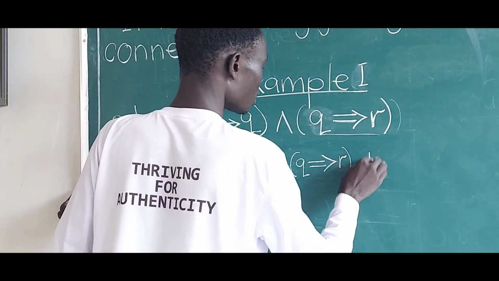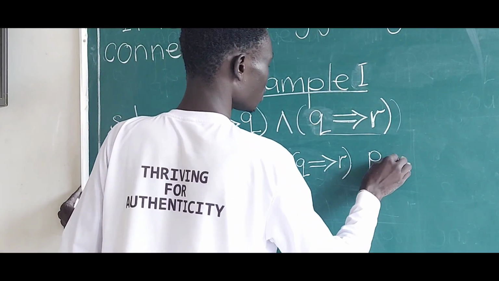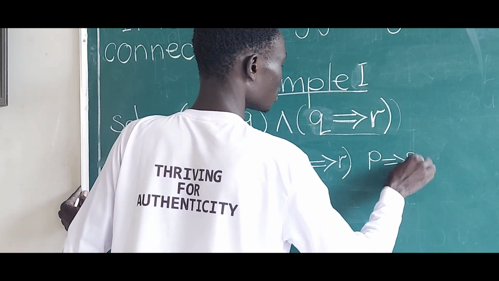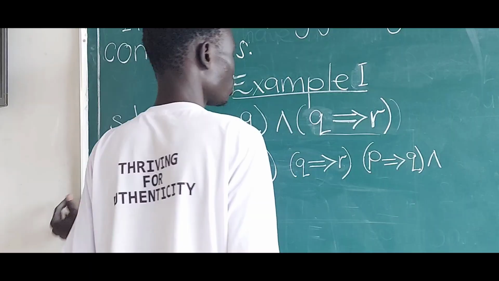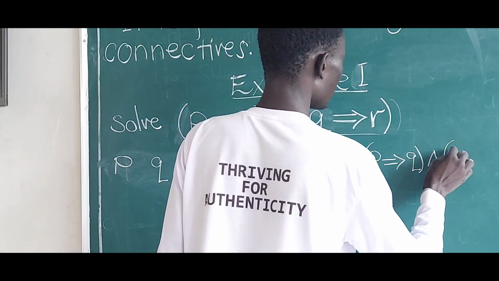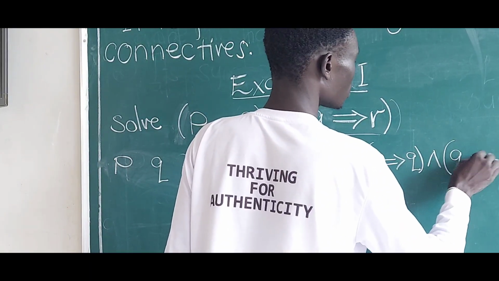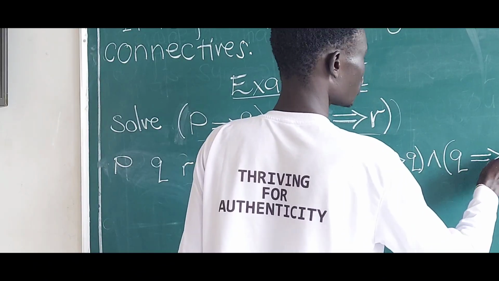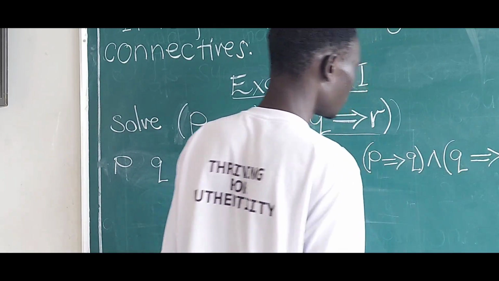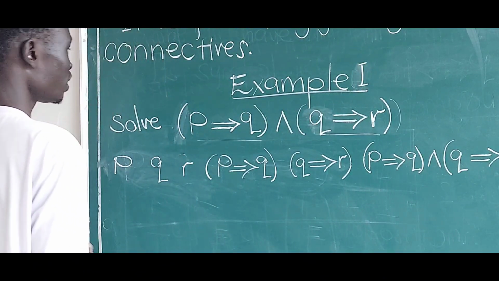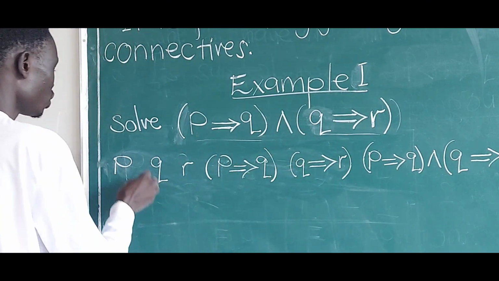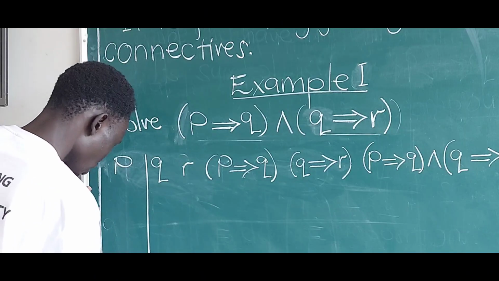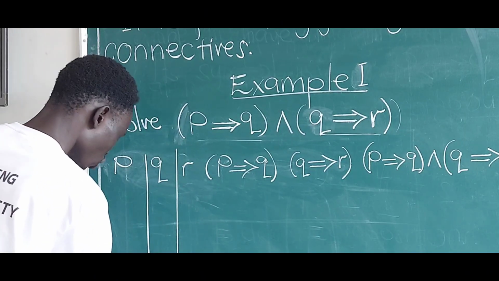Then the whole of this statement, write it down. So it is P, Q, conjunction, Q implication R. Now you have represented the whole of this statement this way. Now here you separate them, each in its own column.